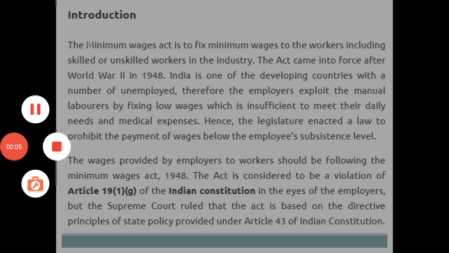India is one of the developing countries with a number of unemployed. Therefore, the employers exploit the manual laborers by fixing low wages, which is insufficient to meet their daily needs and medical expenses. See, when we consider our country India, India is one of the developing countries, and when we consider the problems prevailing in our country, unemployment is one of the most severe problems.